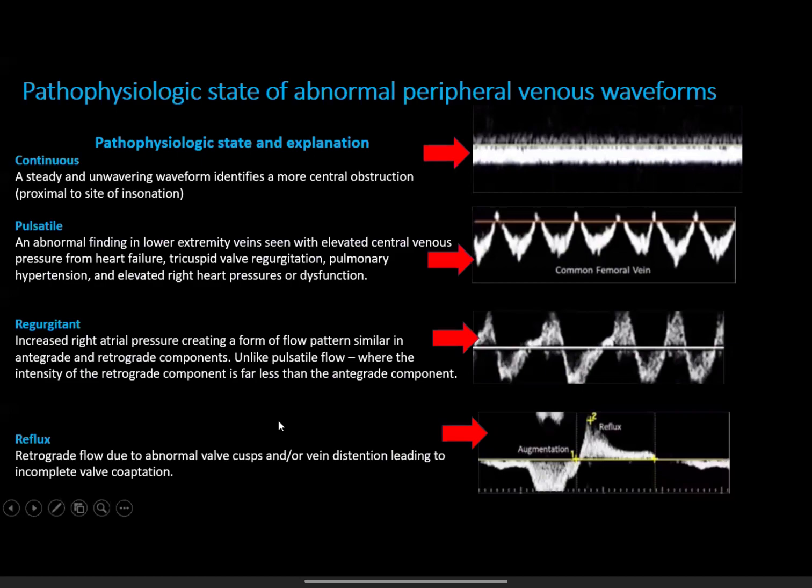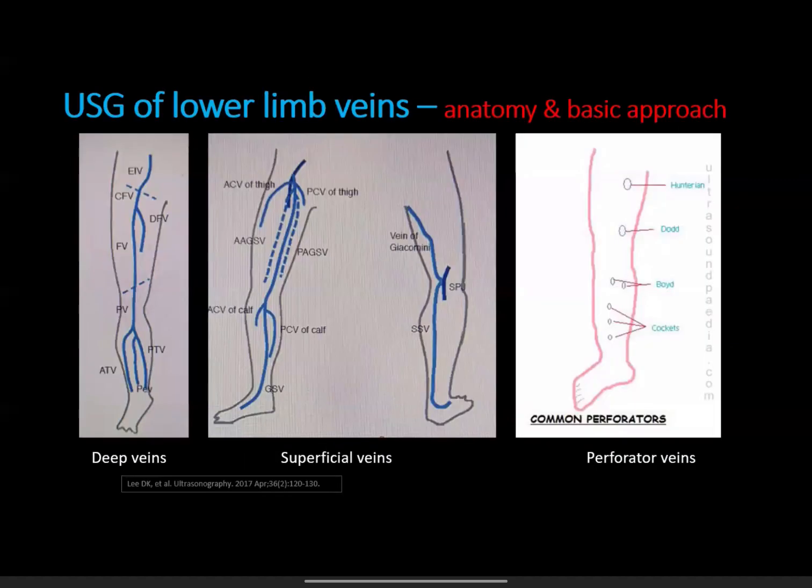So, which may be because of the abnormal valve or abnormal venous distension leading to incomplete closure of the valve, or the valve is totally damaged. It remains open. So, whenever we perform any Valsalva maneuver, there is significant reflux in the vein at the site of examination. Now, coming to another important part, is anatomy in basic approach.